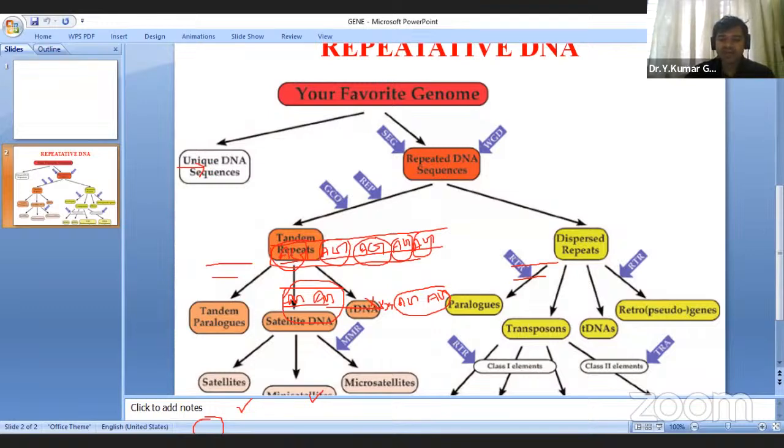In tandem repeats, mainly present in heterochromatin. Do you know heterochromatin and euchromatin? What is heterochromatin? What is euchromatin? Already we discussed in genome structure, chromosome morphological structure, chromonema, chromatids, chromomeres. There we discussed briefly heterochromatin and euchromatin. When you stain with chemicals, heterochromatin receives a dark stain, and if it receives a light stain, that is called euchromatin, right?